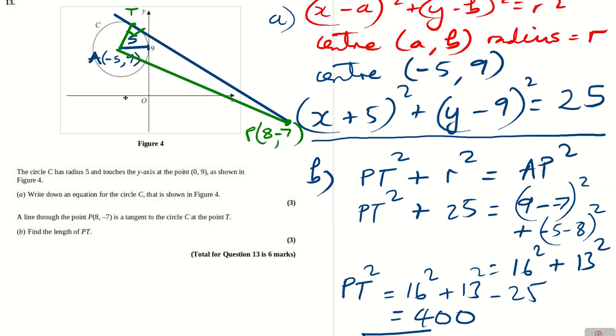Okay, so to do this one, it's not too hard, but to be able to do it, you do need to realise that the radius from the centre of a circle to the edge of a circle will be perpendicular with the tangent at that point. Okay, so that gives us a nice right angle triangle that we can then use Pythagoras on.